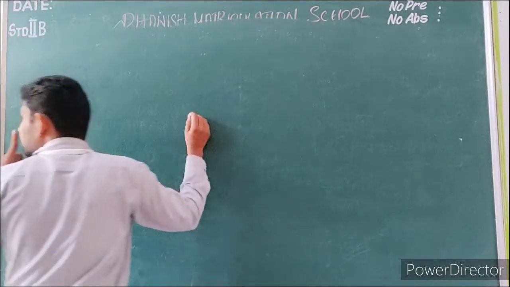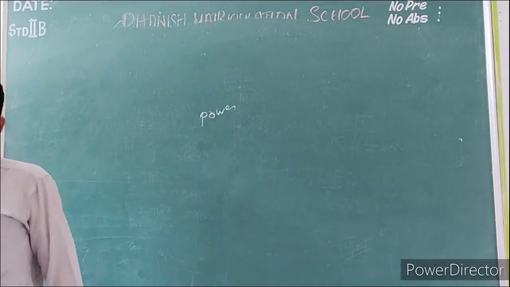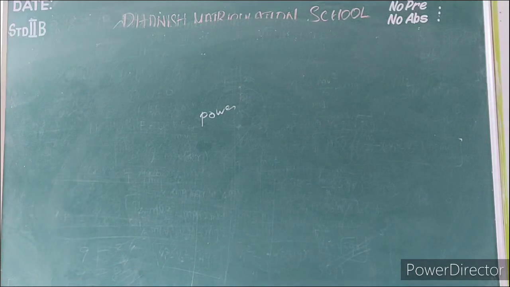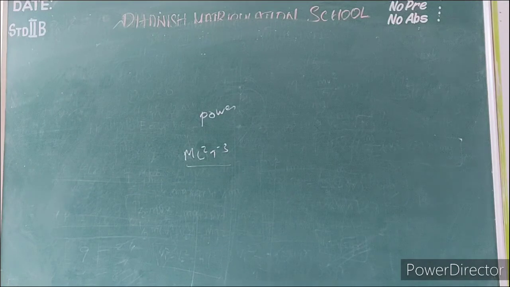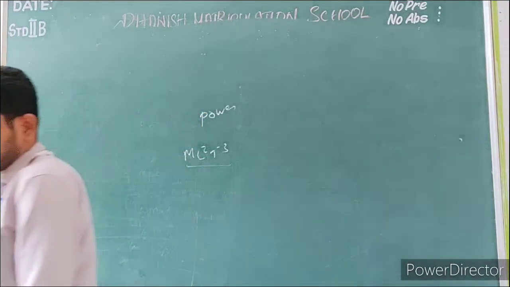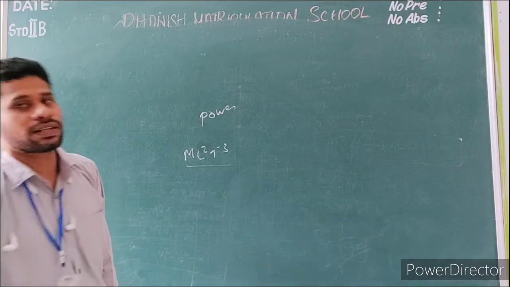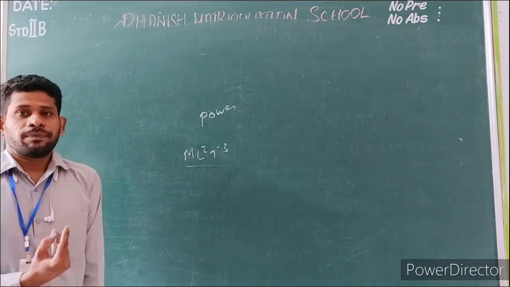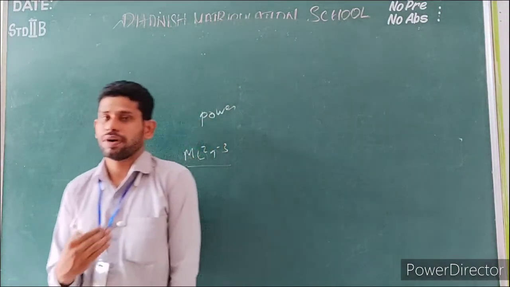Its dimensions are M L square T to the power minus 3. The unit of power is the watt, named after the discoverer of the steam engine, James Watt. What is meant by 1 watt? 1 watt is 1 joule of work done in 1 second. 1 horsepower is equal to 746 watts.